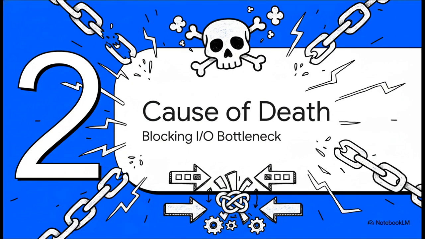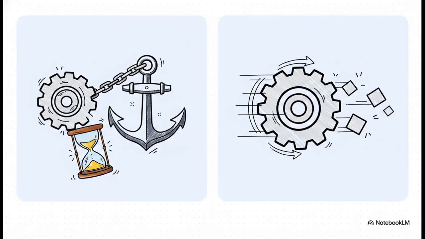Section 2. Cause of death. The blocking I/O bottleneck. We really have two distinct models at play here. On one side, you have traditional synchronous thread pools. These allocate one dedicated thread per request. If that thread needs data from a database, it literally stops and waits. It does zero CPU work. It just hogs the memory and sits there waiting.